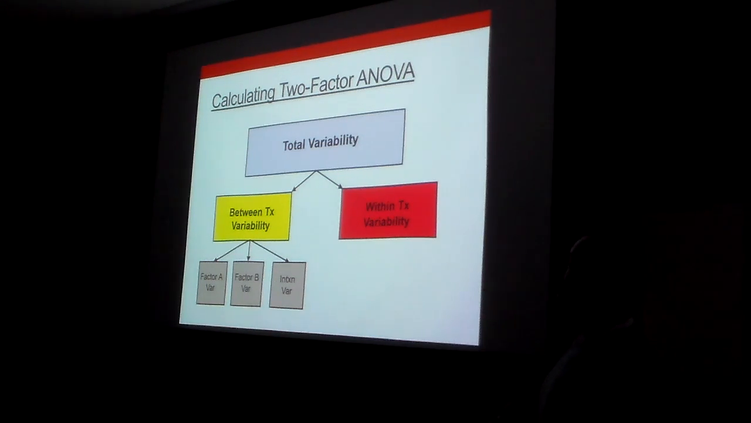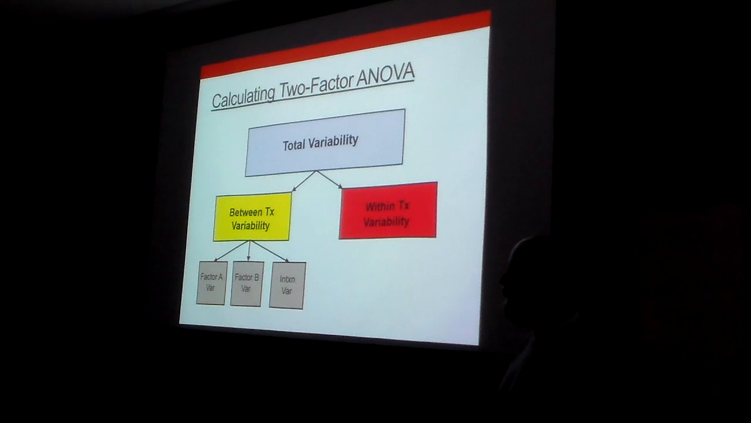So when we're calculating our factorial ANOVA, for a two-way factorial ANOVA, and this will extend to higher order models as well, what we start out with is our total variability. This is all the variability in your data. Okay? And just like before with our one-way ANOVA, we're going to section this off into our within treatment variability and our between treatment variability. Layla, what do we call our within treatment variability? What do we conceptualize that as?